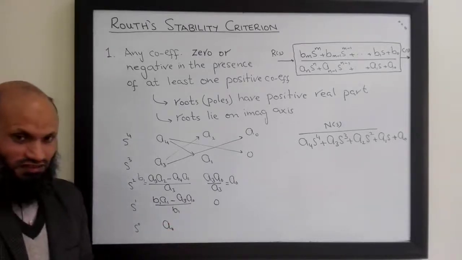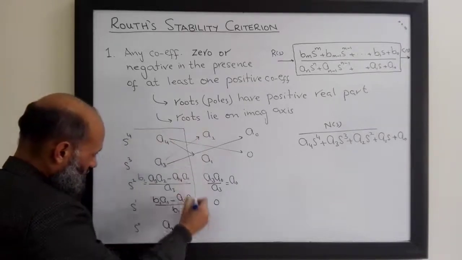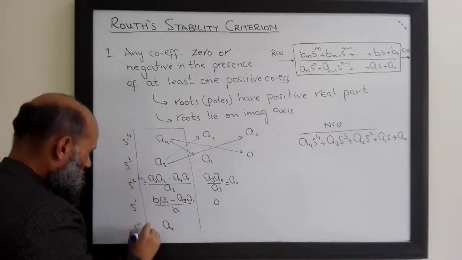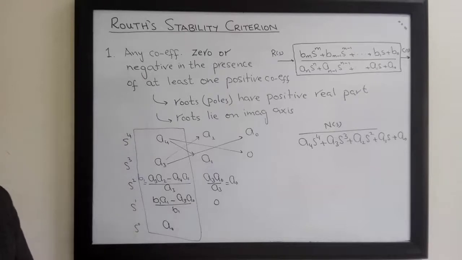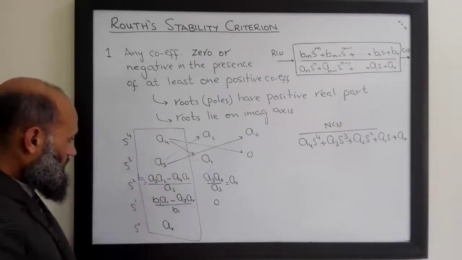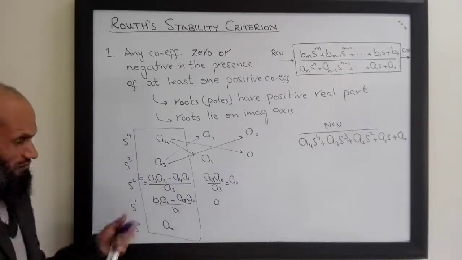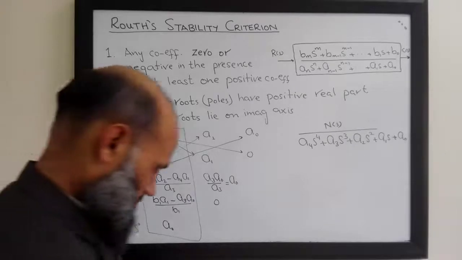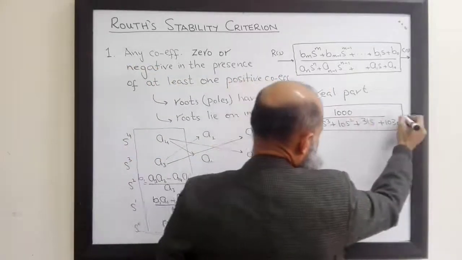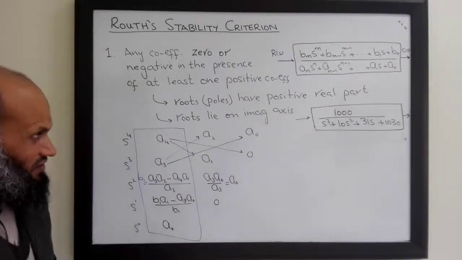Once we have constructed this Routh table, then we look at the first column of this table and count the number of sign changes in this first column. The number of sign changes will be equal to the number of poles of the system in the right half S-plane. To demonstrate it, let's take some particular example, and the example that we have is this system. We want to apply Routh's criterion to determine the stability of this system.